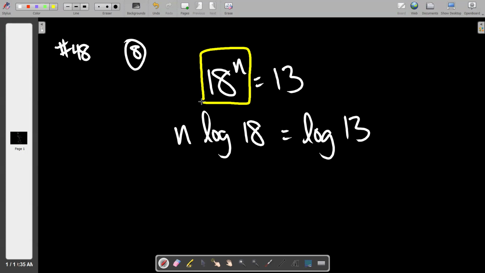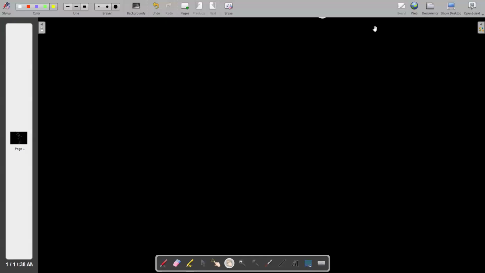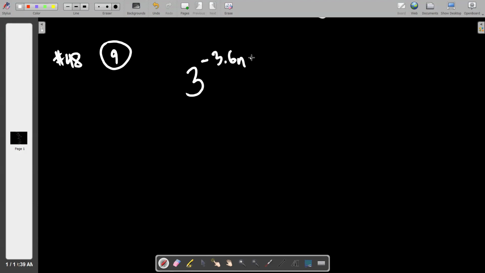Got it? Yeah. All right then. Problem number 9. When I get caught up to you and I add 5, I get negative 50. And then when I divide by a negative, we should agree that it is 3 to the power of negative 3.6n minus 2, and that should equal 50. I just forgot to divide by my negative.